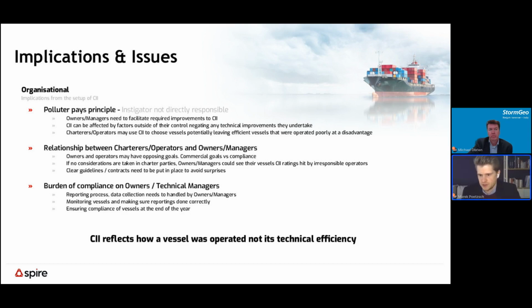And they obviously have to make sure that they monitor their vessels and make sure that they stay compliant with CII, and ensure that all the data is actually available and correct at the end of the year. And as mentioned before, all of this kind of means that CII reflects more how a vessel is operated than how technically efficient it actually is.